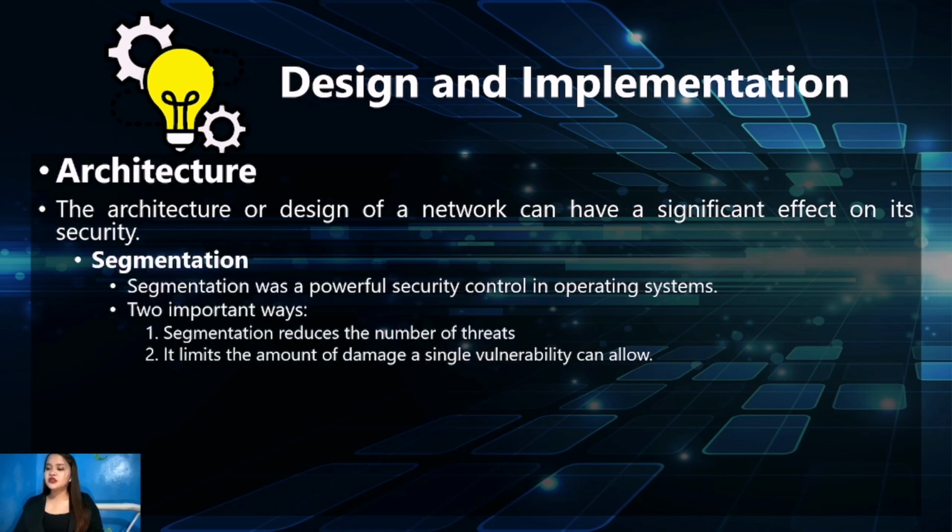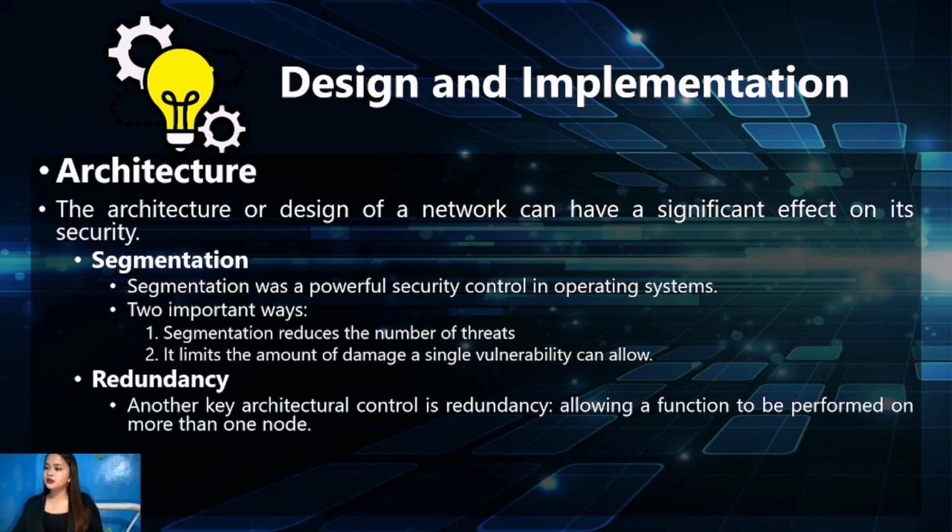Segmentation. Just as segmentation was a powerful security control in operating systems, it can limit the potential for harm in a network in two important ways. Number one, segmentation reduces the number of threats. Number two, it limits the amount of damage a single vulnerability can allow. Redundancy. Another key architectural control is redundancy, allowing a function to be performed on more than one node.